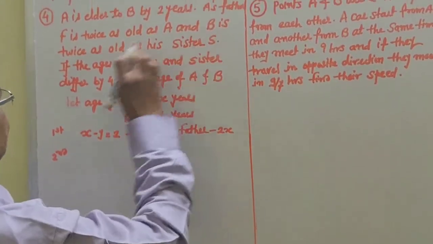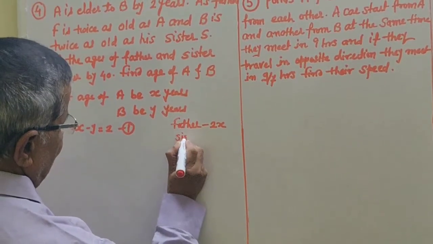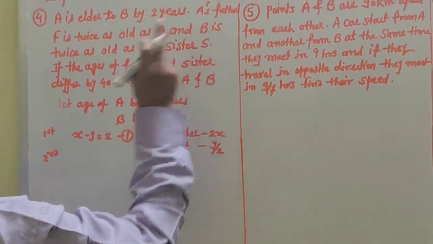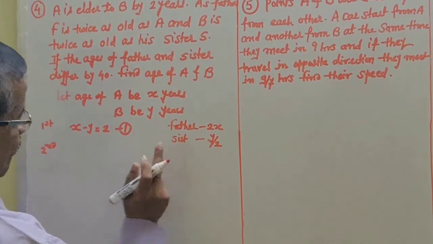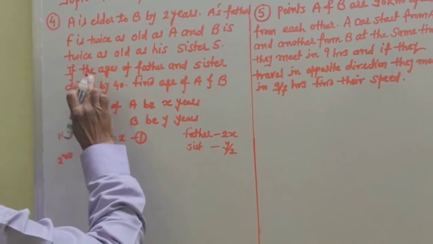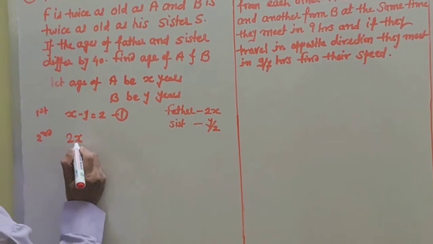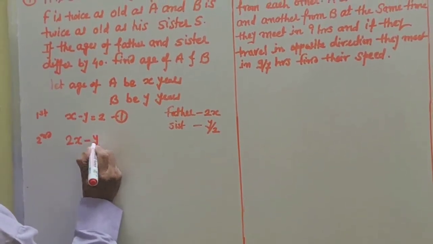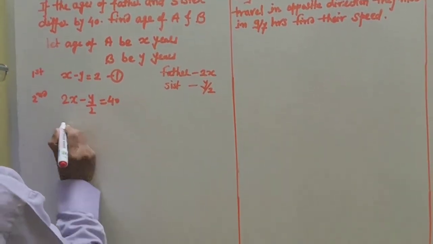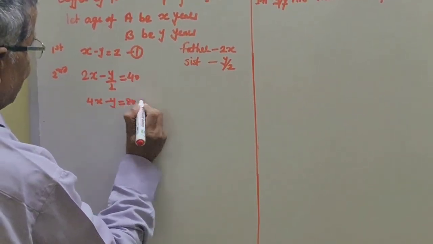Now B is twice as old as his sister S. That means the sister's age is y upon 2, because B is double, twice, so the sister's age will be half. Now the second equation, given that the ages of father and sister differ by 40, will be 2x minus y by 2 is equal to 40. Now I can multiply the whole equation by 2. So what will come here? 4x minus y is equal to 80. This is my second equation.